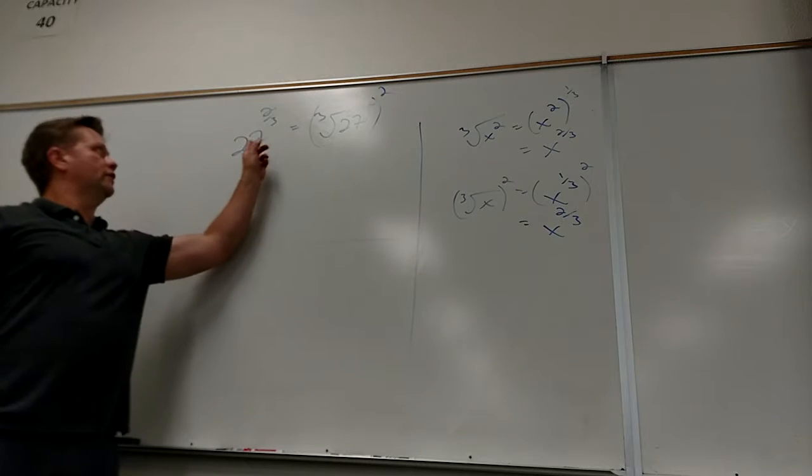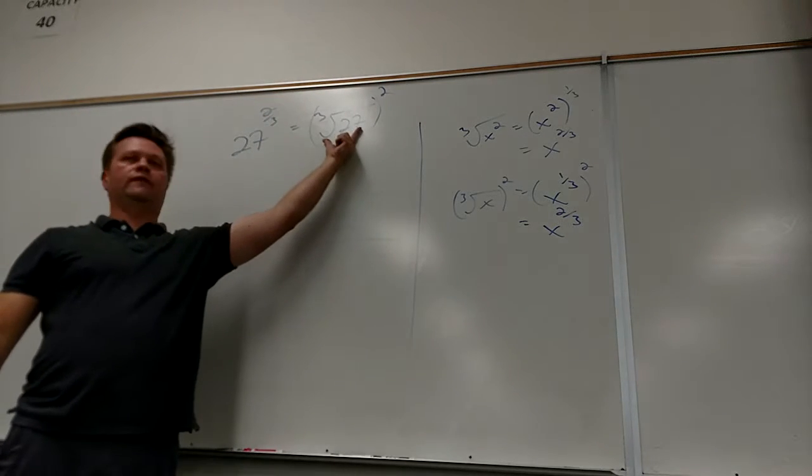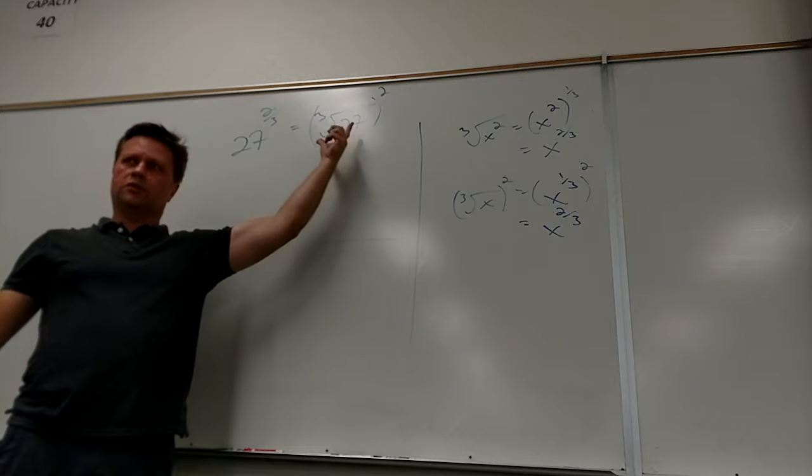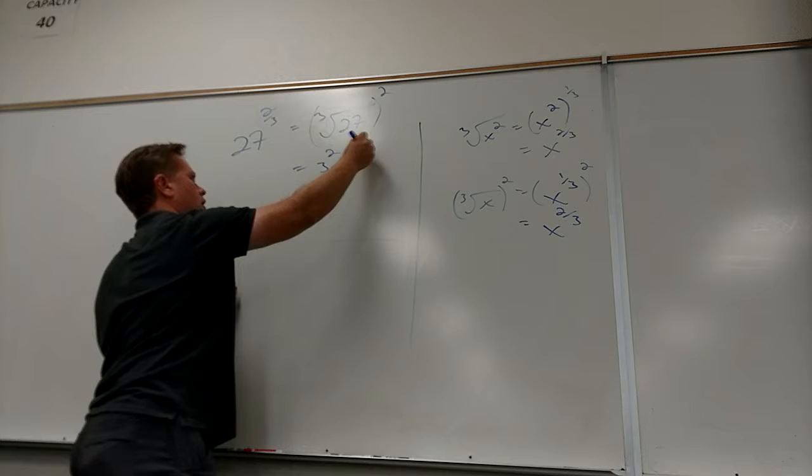So normally when I have a number, I'm going to put that power on the outside, because then this is a lot easier to look at. What is the cube root of 27? 3. What's 3 squared? 9.